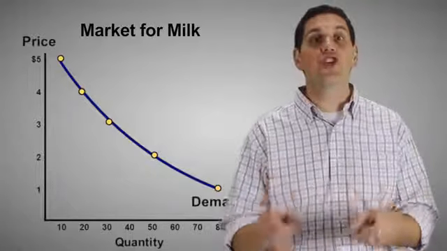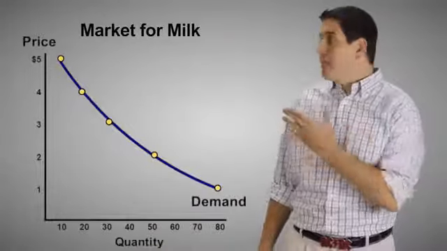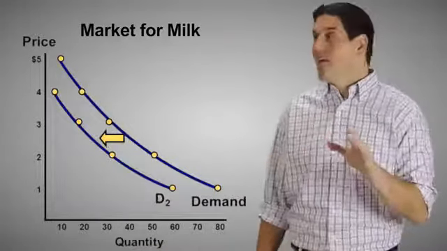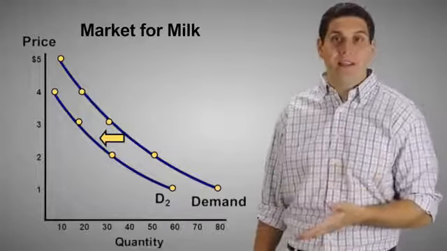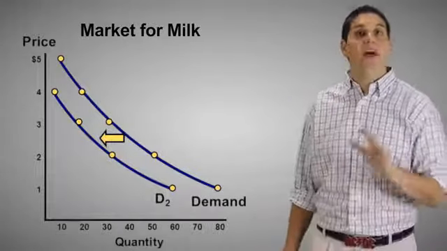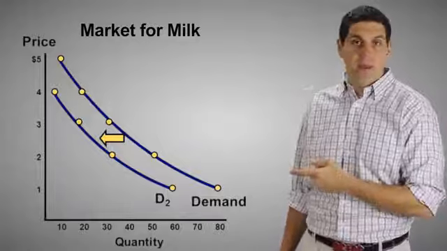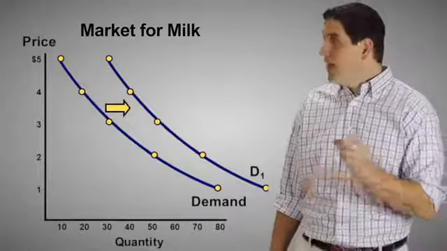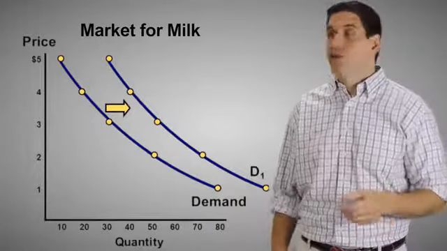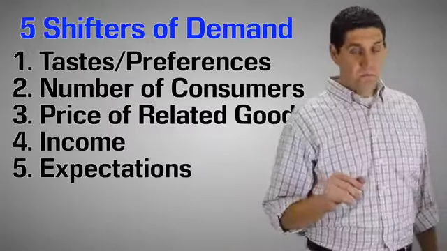If something other than price changes, it'll actually shift the demand curve. For example, let's say a study comes out that says milk causes baldness. That would cause the entire demand curve to shift to the left. At every single price, people are going to buy less, and so the curve shifts to the left. That's called a decrease in demand. The opposite is an increase in demand, and so at every single price, people want to buy more, so the demand curve shifts to the right.